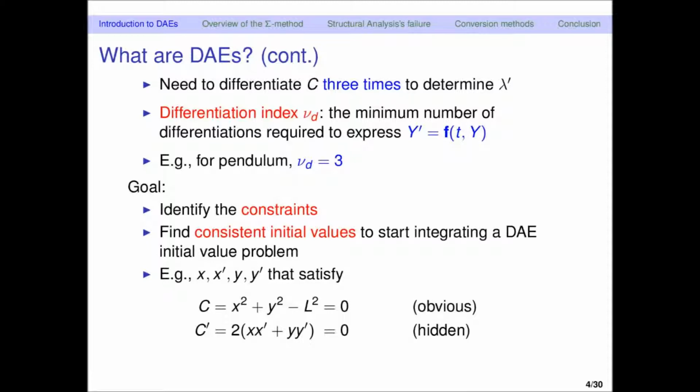So the goal for DAEs first is to identify the constraints. And then the second task is to find consistent initial values so that you can start the integration. So in this case, you need to find x prime, y prime such that they satisfy the obvious constraint, which is C, and there's a hidden constraint called C prime. So you need to provide values such that these two equalities hold.